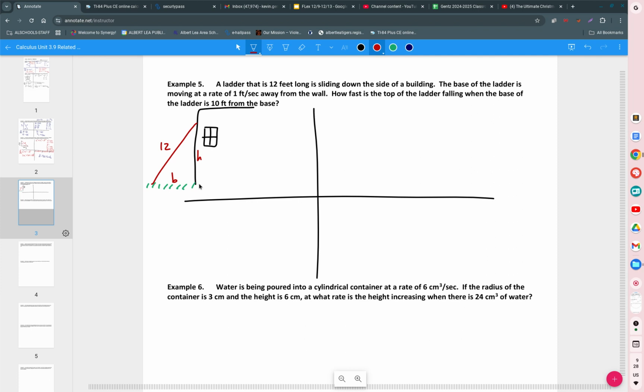Why can I put the 12 there? It doesn't change. Does everybody understand that? An extremely important concept in related rates: if it doesn't change, you can plug it in right away. If it's sliding down, does the height change? Does the base change? But does the length of the ladder change? No. So there we got it. Give me a formula.